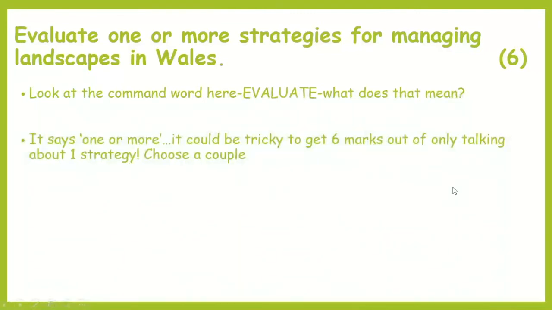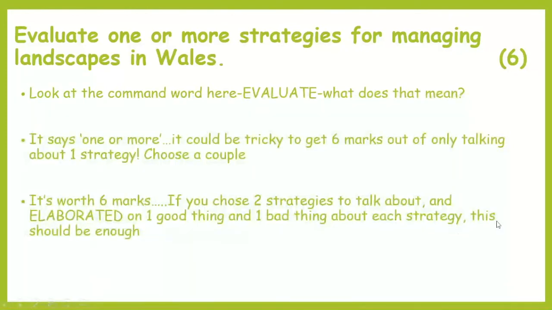It could be tricky to get 6 marks out of only talking about one strategy, so choose a couple. If this was an 8 marker, I'd say maybe choose 3. It's just a 6 marker, so talking about 2 strategies would be plenty. But the secret here is to elaborate. Another word for elaborate is to explain, okay?